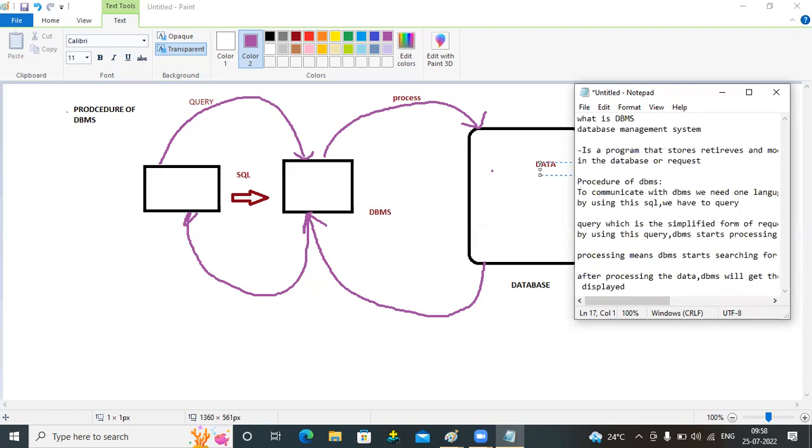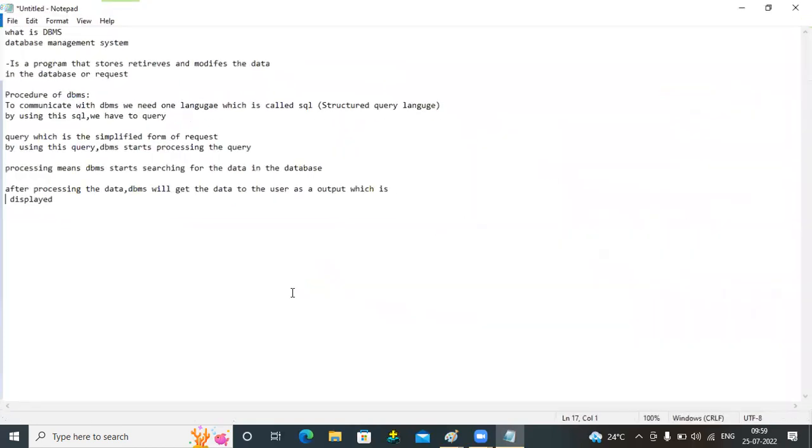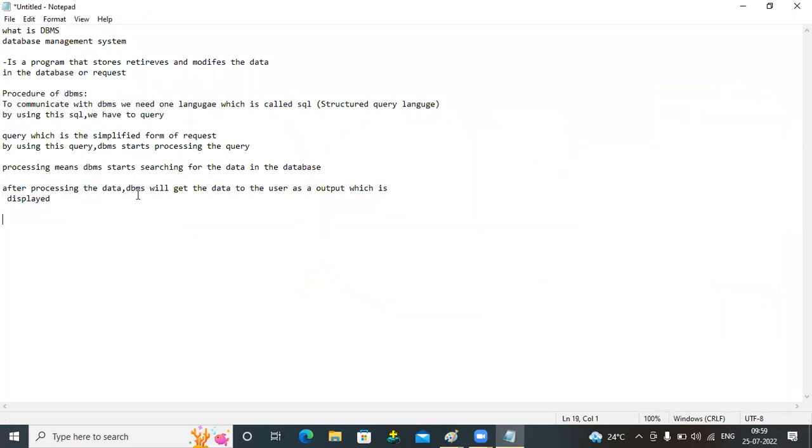Hope you understand this session. One more thing I would like to explain. If the data that we are searching is not present in the database, then the DBMS will display an output called no data found. Am I clear about this concept?